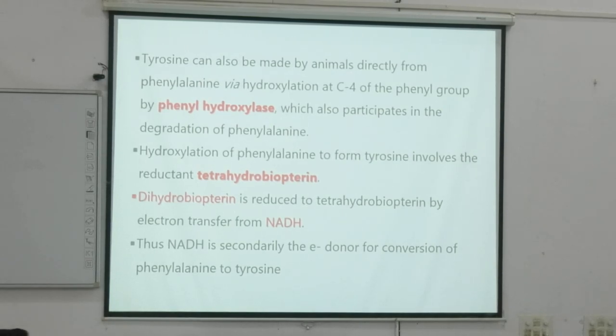Now, tyrosine can also be made by animals directly from phenylalanine via hydroxylation at C4. What I was saying, just put a hydroxyl group there and you have got tyrosine.